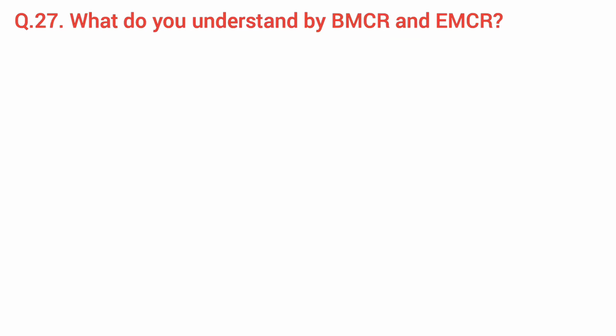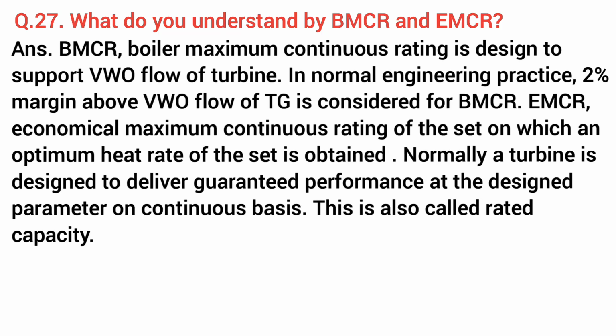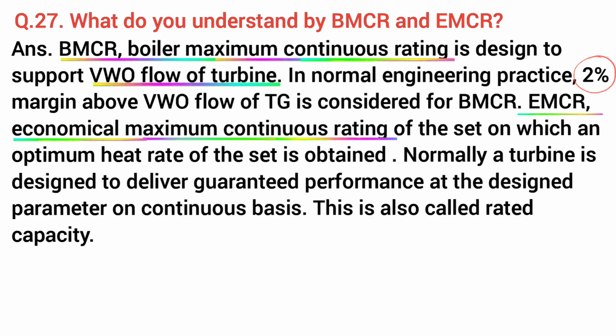What do you understand by BMCR and EMCR? BMCR, boiler maximum continuous rating, is designed to support VWO flow of turbine. In normal engineering practice, 2% margin above VWO flow of TG is considered for BMCR. EMCR, economical maximum continuous rating, is the rating of the set on which an optimum heat rate of the set is obtained. Normally, a turbine is designed to deliver guaranteed performance at the designed parameters on a continuous basis. This is also called rated capacity.